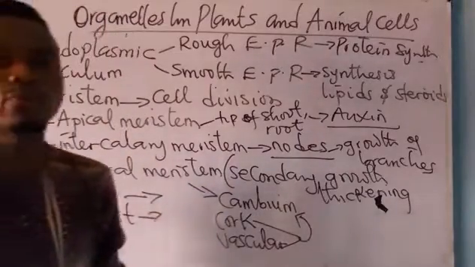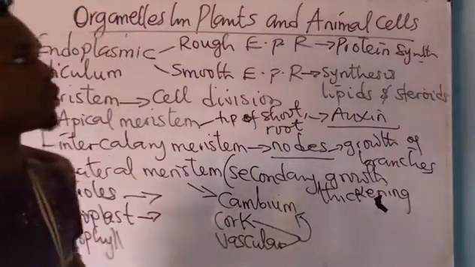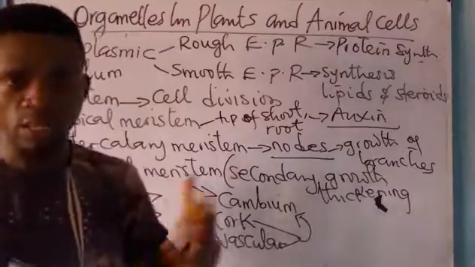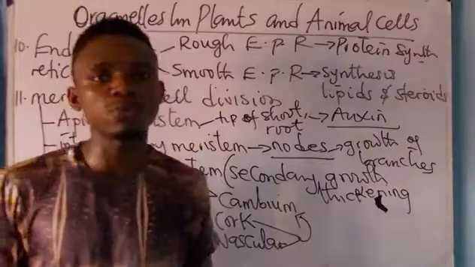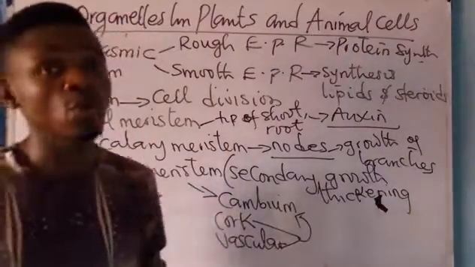Okay, so at this point we'll call it a day. Thanks for watching. Then in our next class we are going to be discussing the environments of the cell. That is osmosis, diffusion, hemolysis, plasmolysis, flaccidity, and what? Turbidity.